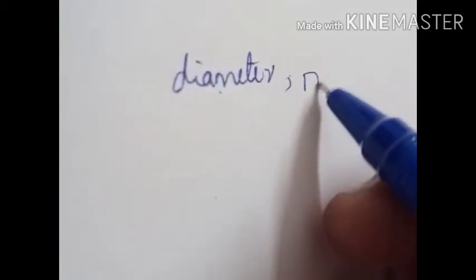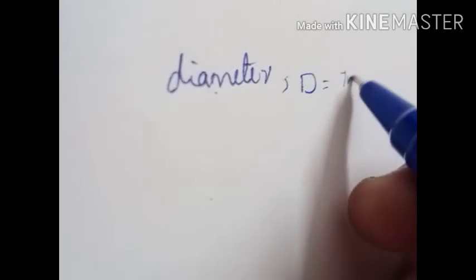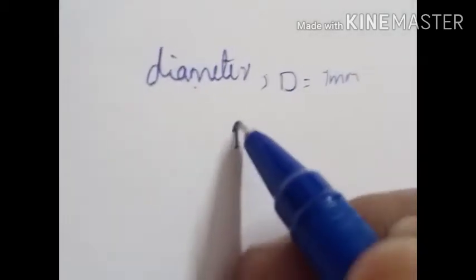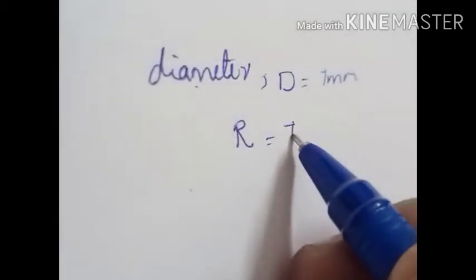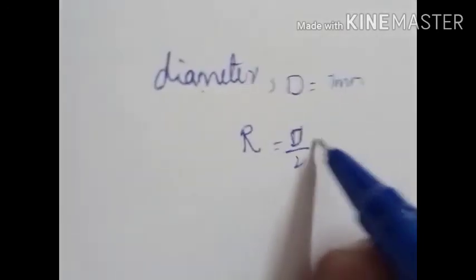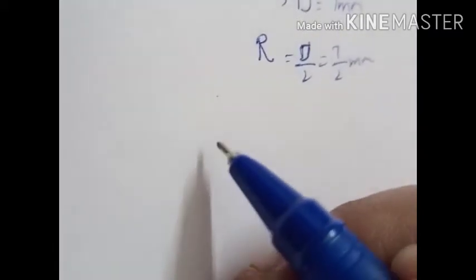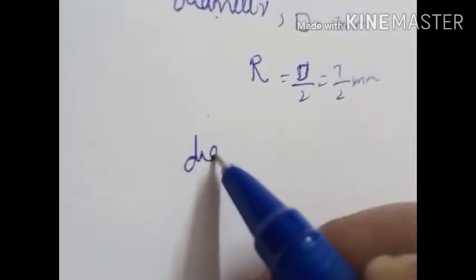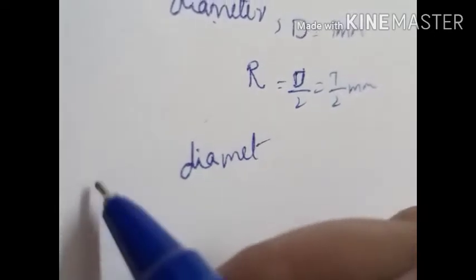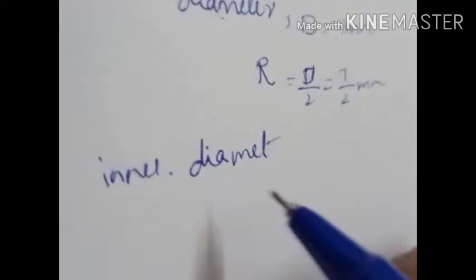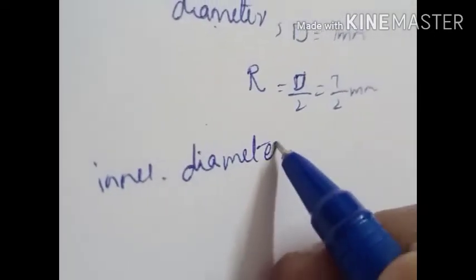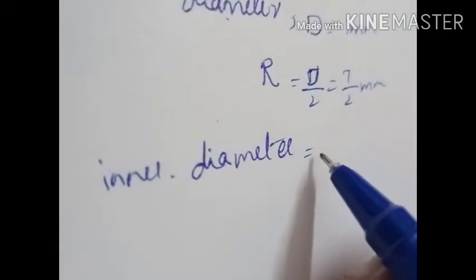That we can take as capital D. That is 7 mm. So what will be the radius? That is D by 2, 7 by 2 mm. Then it is given the diameter of the graphite. That means the inner diameter. Inner diameter is given as what?